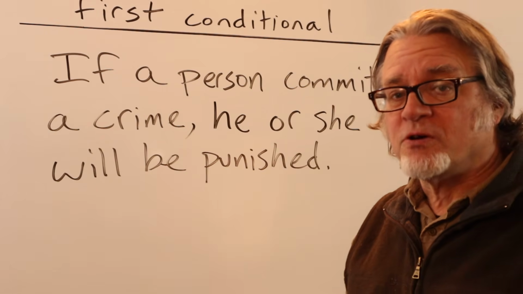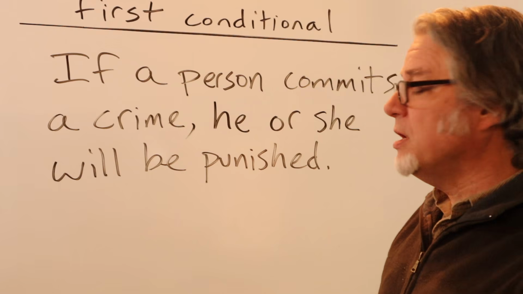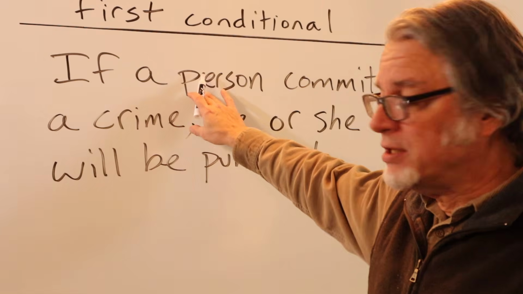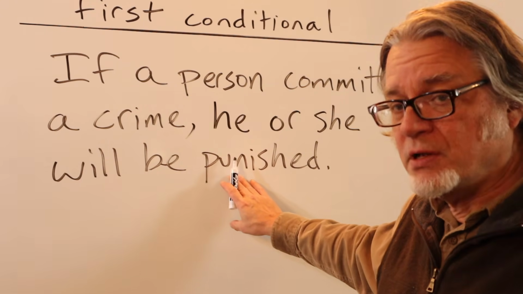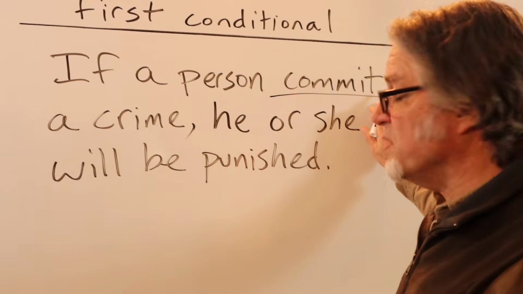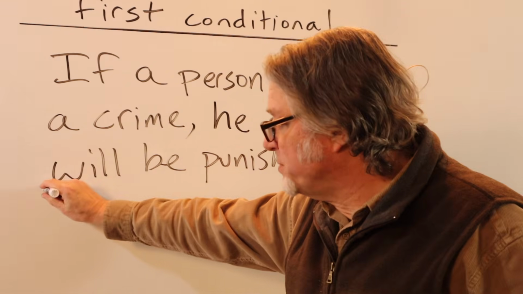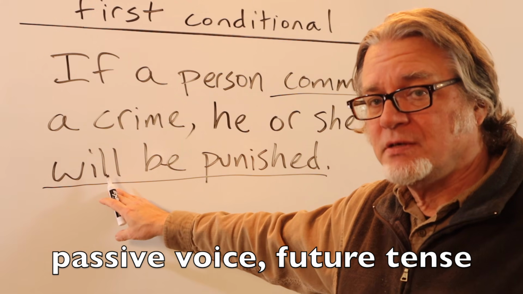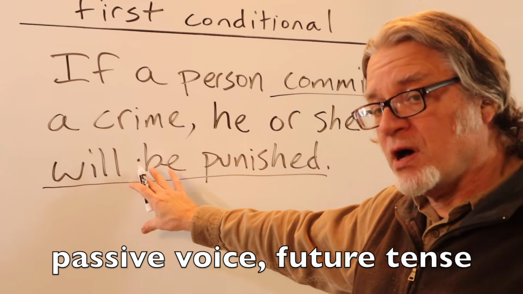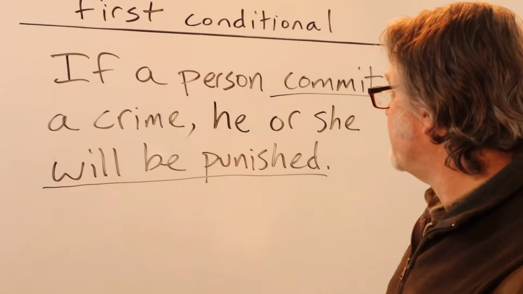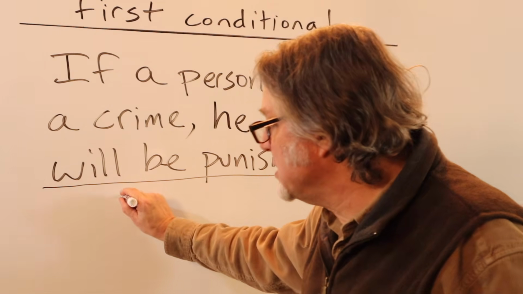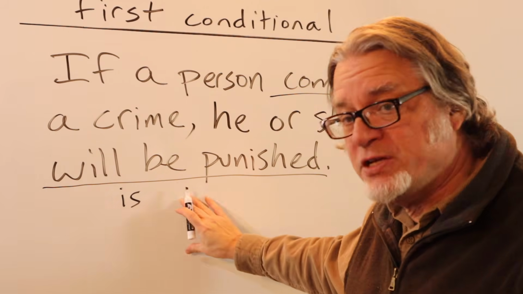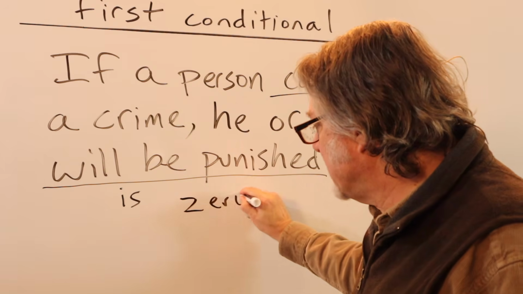If a person commits a crime, he or she will be punished. This is the condition, and this is the result. This verb is in the present tense, and this verb, which is in the passive voice, is in the future tense. It is possible to just use the present tense here. If a person commits a crime, he or she is punished. In this case, the sentence changes to the zero conditional.